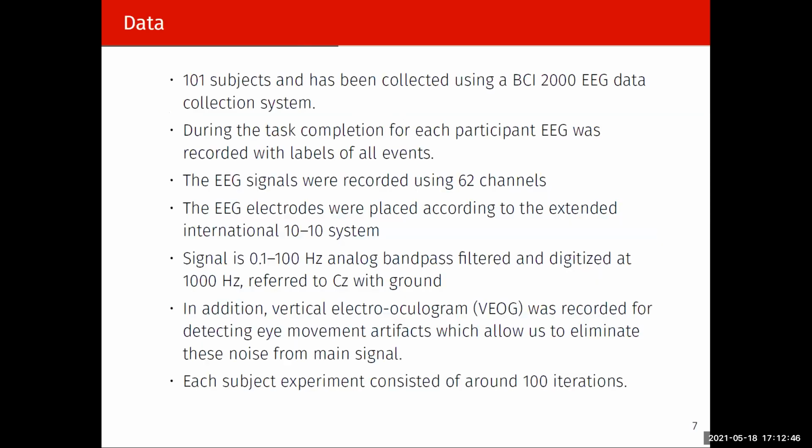Let's talk about datasets. Our dataset consists of 100 samples, and EEG signals were recorded using 62 electrodes with the 10-10 system. Also, a 0 to 100 Hertz analog bandpass filter was applied during data acquisition. In addition, vertical electrooculogram was recorded for detecting eye movement artifacts, which allows us to eliminate this noise from our main signal. Each subject's experiment consists of around 100 iterations, which means there were 100 stop signal tasks per person.